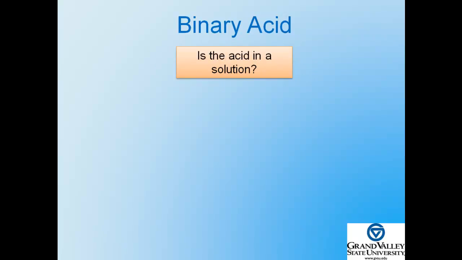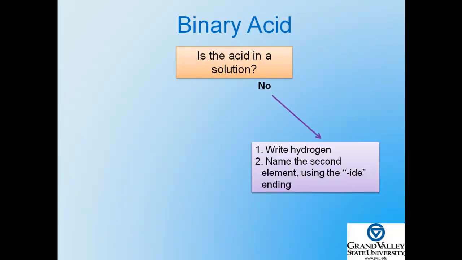If the binary acid is not in solution, it is present as a pure substance, and we use the general method of naming molecular compounds. For example, HCl gas is named hydrogen chloride. You may want to note that the most common binary acids involve the halogen family.